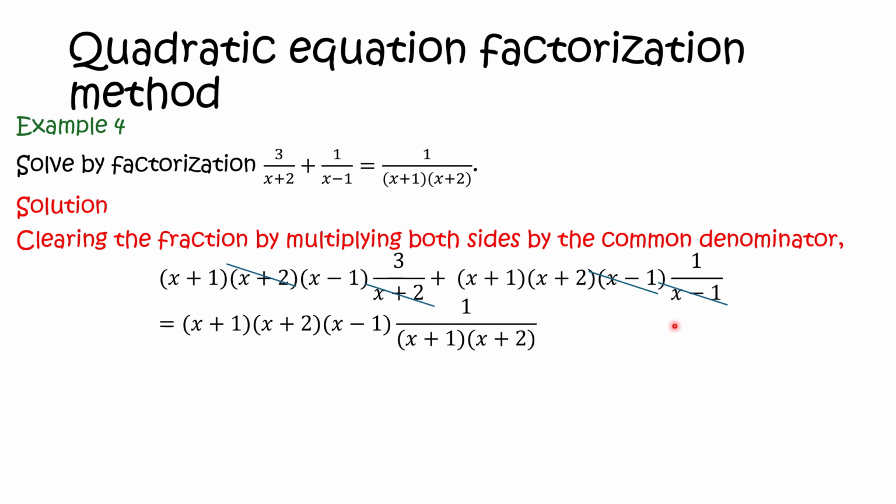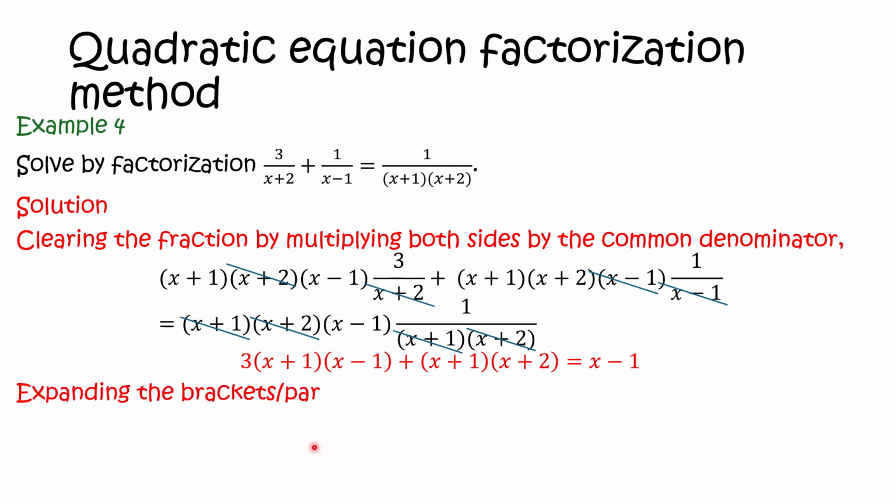The x minus 1 cancels out with the denominator in the second term. We get to the third term, where we have the x minus 1 cancelling out with the x minus 1, the x plus 1 cancelling out with the x plus 1 in the denominator, and the x plus 2 cancelling out with the x plus 2 in the denominator. With that, we get 3 times x plus 1 times x minus 1 plus x plus 1 times x plus 2 is equal to x minus 1.